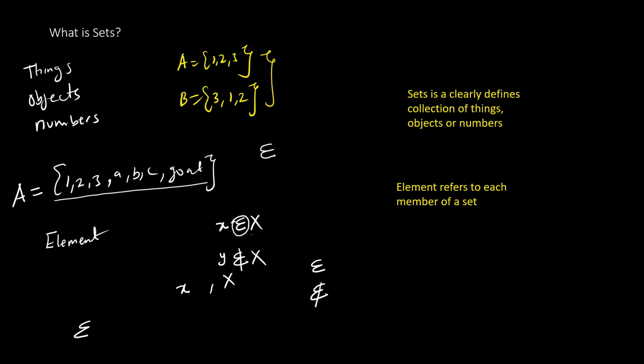The symbol ∈ is read as "is an element of." So we say a, small letter a, is an element of A, and the symbol ∈ with a slash is read as "is not an element of." Just like if you have equal to and not equal to with a slash, we can say this is an element of, and this is not an element of.